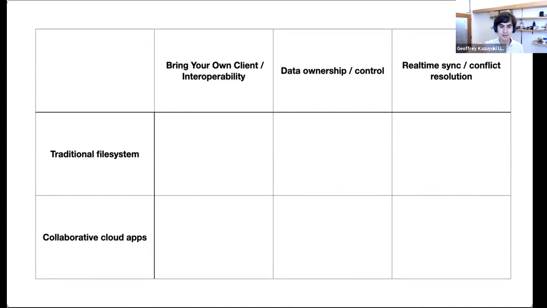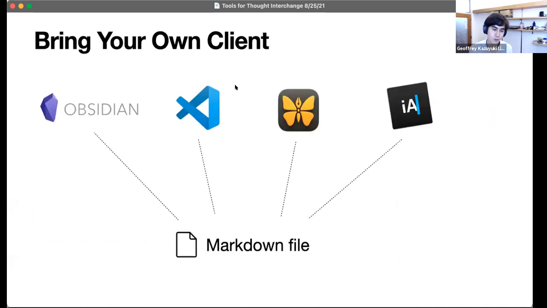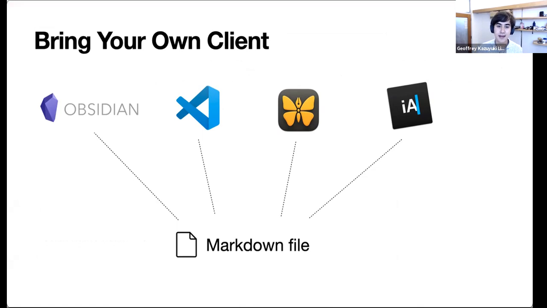So what we have here is two rows for those options I just mentioned, traditional file system and collaborative cloud apps. And then we have some properties we care about. Let's go through these columns one by one. I'm going to start with interop, which I think for me is the most important problem I care about. I also call this bring your own client. So what do I mean by bring your own client? It's the ability to separately choose what app you want to use to manipulate some data. So the data doesn't dictate the app you use.